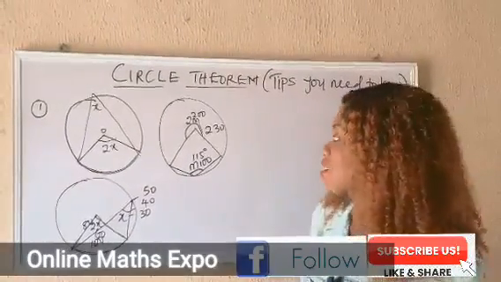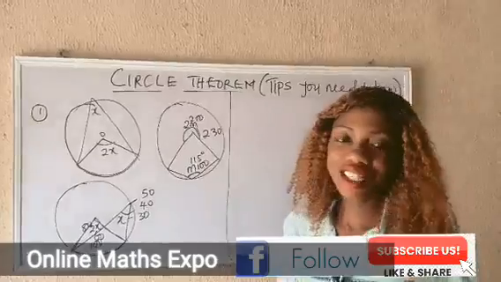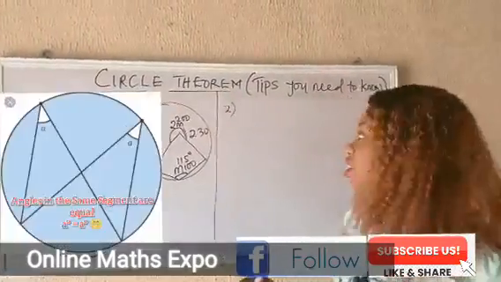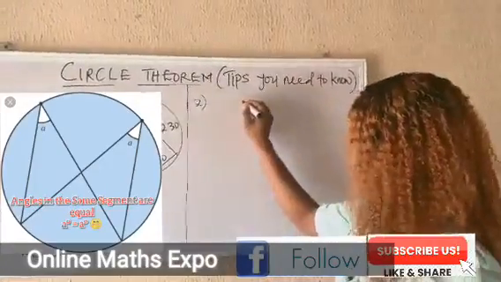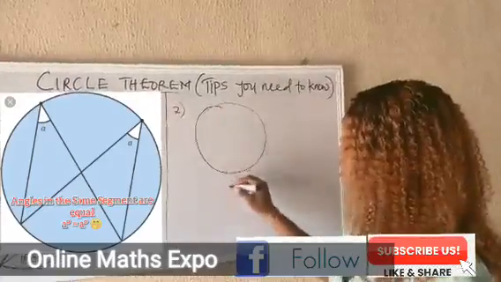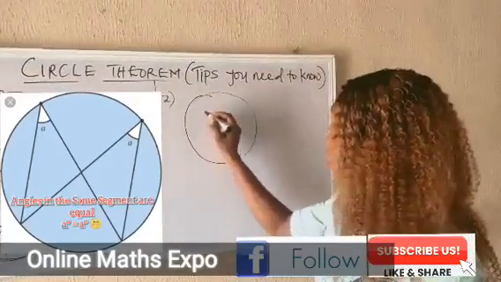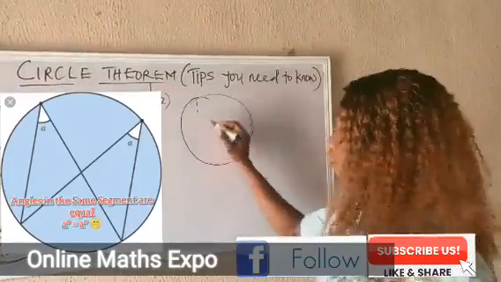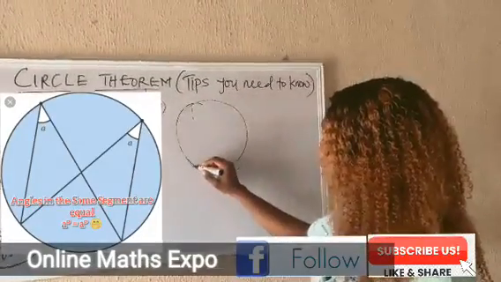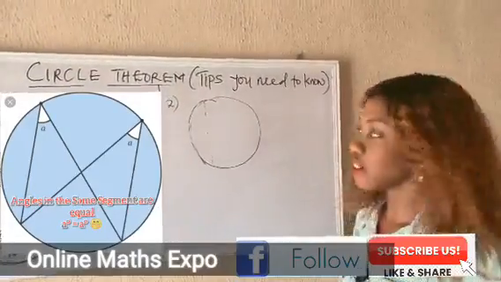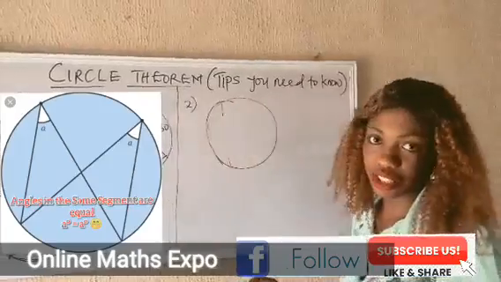So in today's class, we are going to complete the remaining aspect of this theorem. The second theorem says angle in the same segment. I hope you still remember what we meant by segment. This is a circle. A segment is the region between the chord and the arc. This is the arc, and the chord. You can call this the minor segment, and this is the major segment.